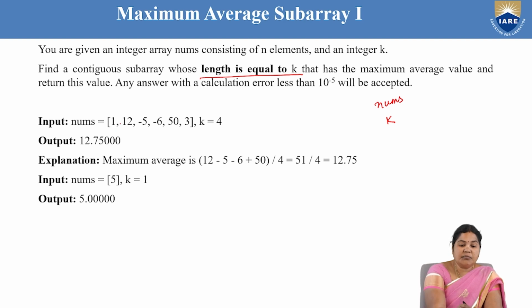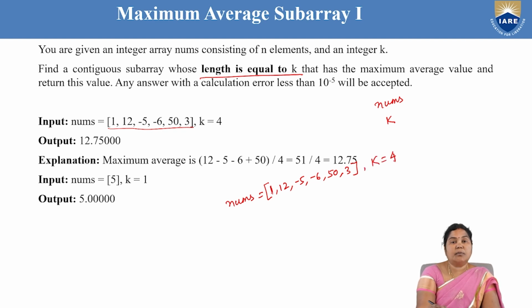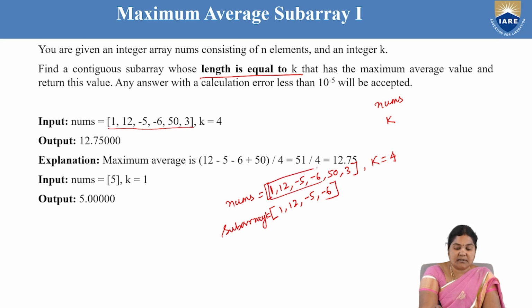Now what do you have to find? We have to find the contiguous subarray of this nums array. So what does this nums array contain? It contains 1, 12, minus 5, minus 6, 50 and 3. And what is the value of k? k is given as 4. So you have to take a subarray of size 4. What is my subarray? The first subarray is nothing but 1, 12, minus 5, minus 6. This is my first subarray.